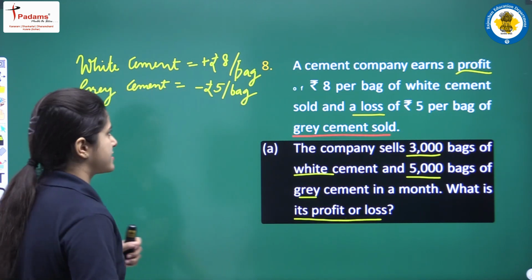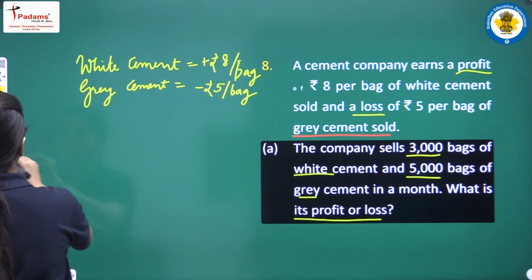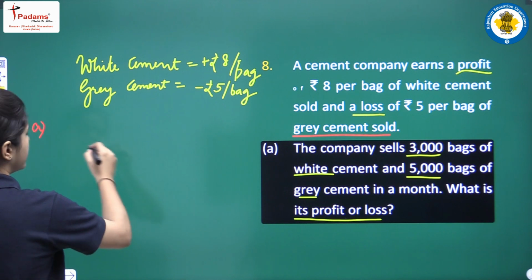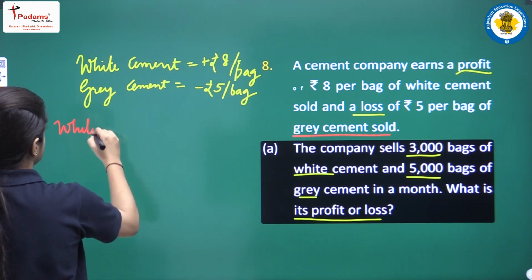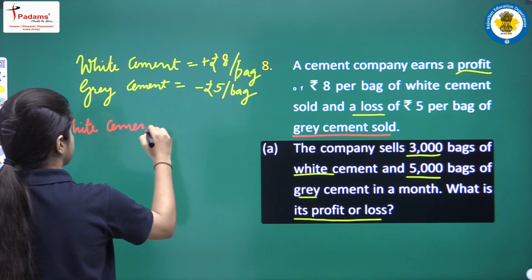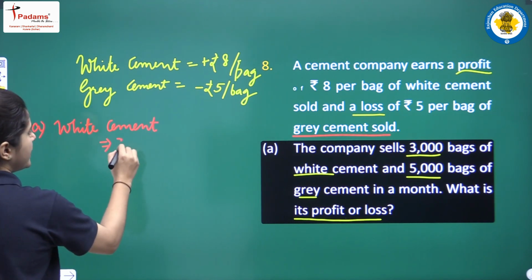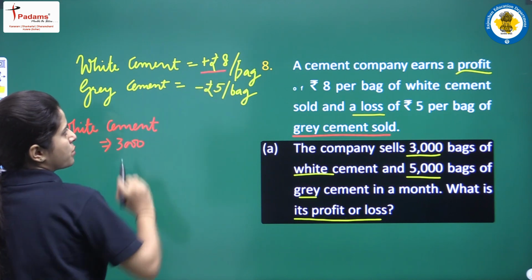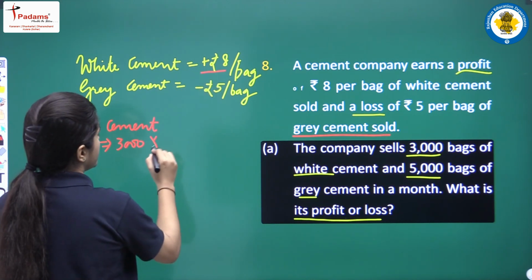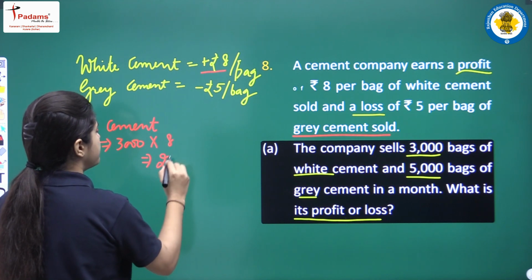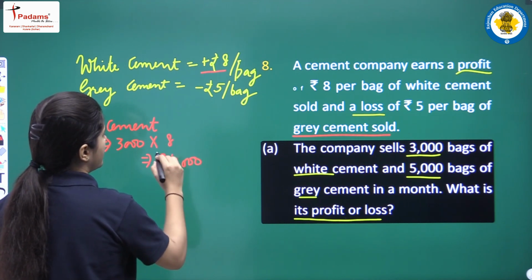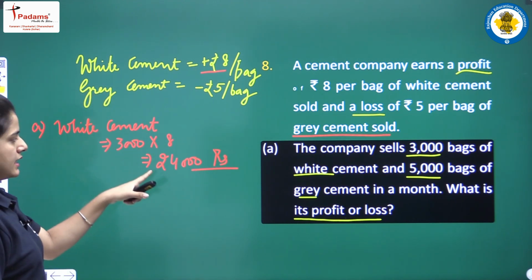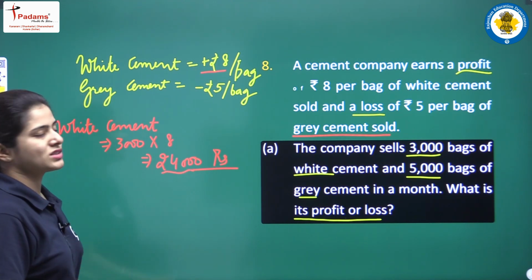Okay, so let's start. What it is saying in part A. In the first part, white cement sold is equal to 3000 bags, right? And for every bag 8 rupees profit is given. So 3000 into 8 is equal to 24,000 rupees. Alright students, so white cement bags are earning a profit of 24,000 rupees.